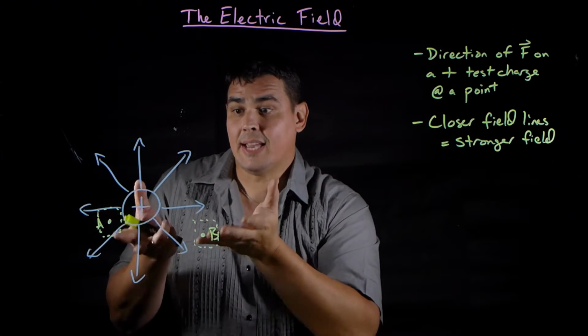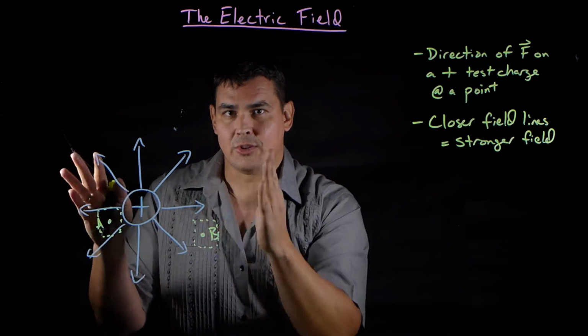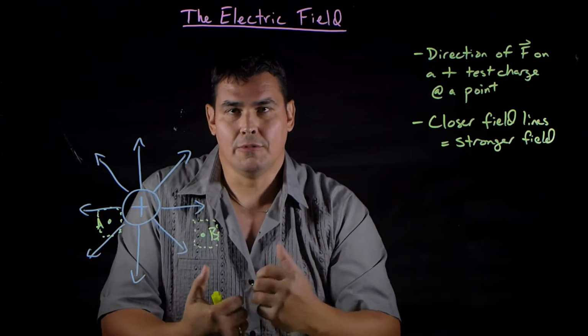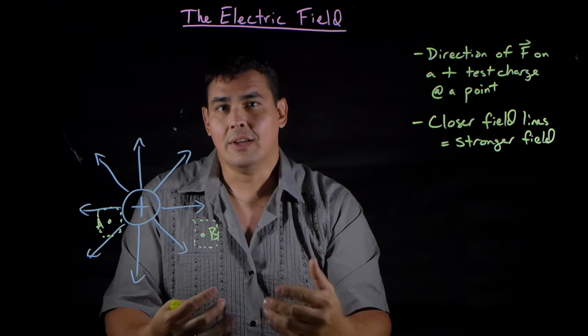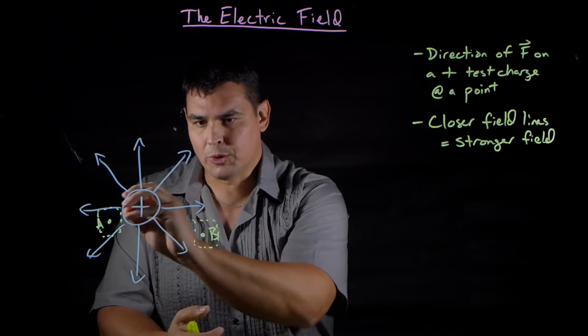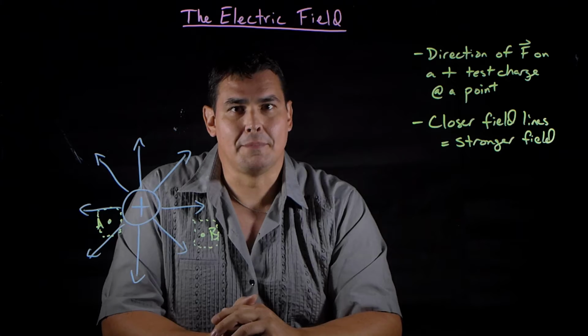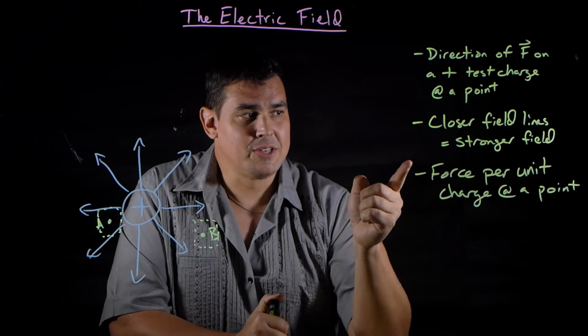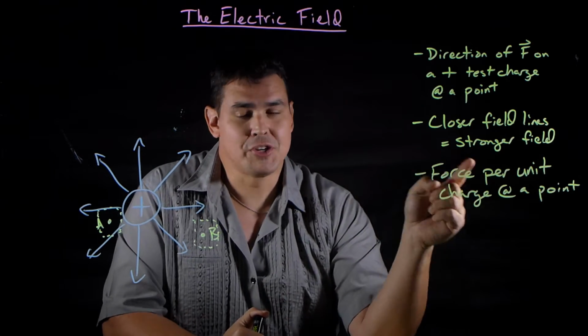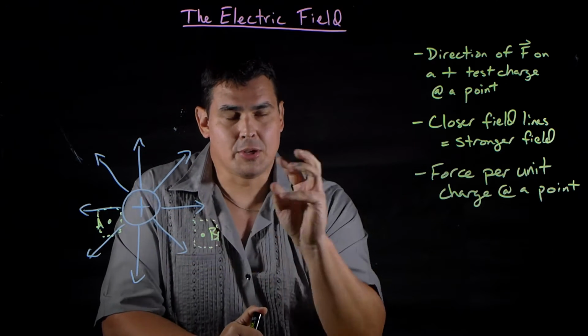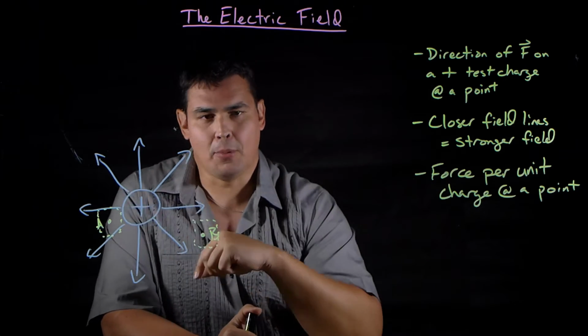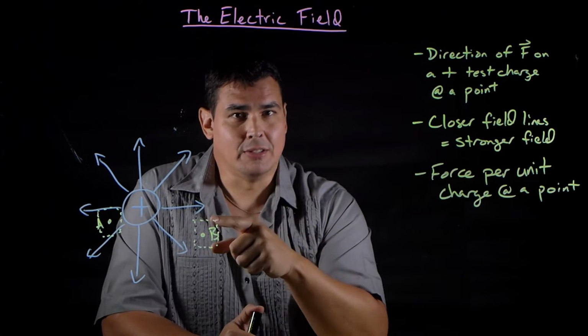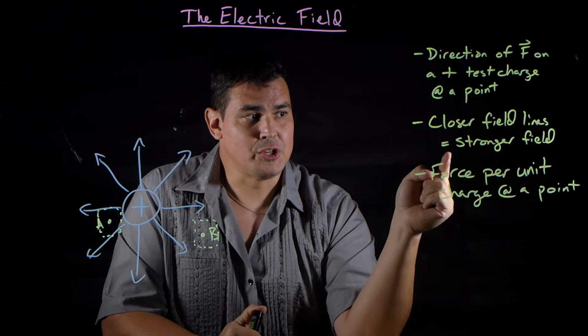So I can tell by looking at it that where the field lines are denser, there's going to be a stronger field. And if there's a stronger field, the force will be stronger on whatever charge I stick at point A or point B. It also tells us the force per unit charge at any of these points, right? So if I take a charge and I stick it at point A, the electric field tells us the force per unit charge at a point.